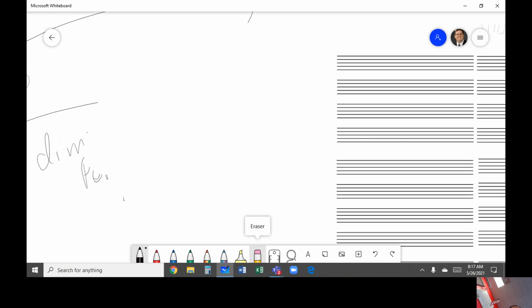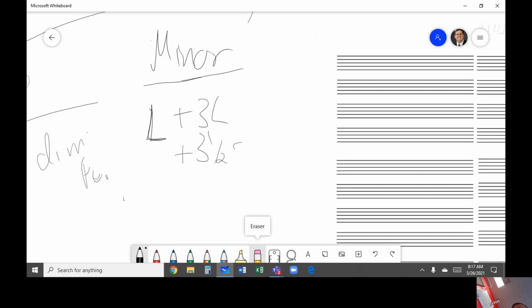For your minor key signatures, and by the way, if you need more help with major key signatures, go back to video number 2, it's all there. For minor key signatures, you take the letter you're being asked for, you add 3 letters and 3 half steps. That's an important thing to be able to do both at the same time, okay?